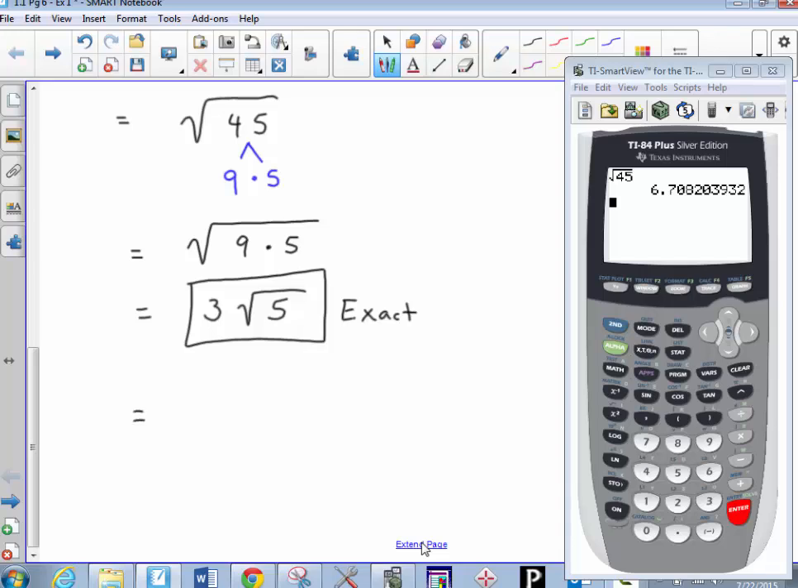So here, this would be 6.70820393632. They wanted the answer rounded to the nearest thousandth. The thousandths place would be here. The value to the right is a 2, which means that the 8 would stay. So 6.708 would be the approximate answer rounded to the nearest thousandth.